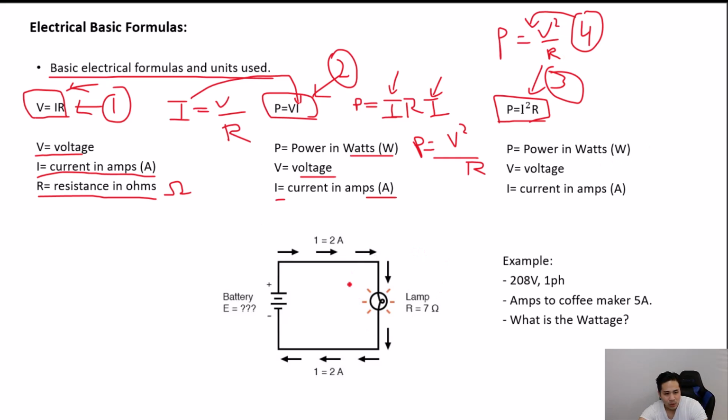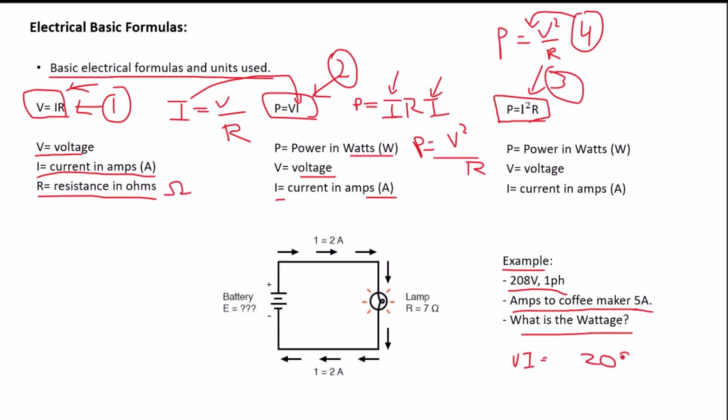So let's go through a quick example demonstrating this formula. In the example, we have a 208 single phase circuit where the circuit is connected to a coffee maker that is drawing 5 amps. So what is the wattage in that case? Well, we just have to use the power formula, where we multiply V times I, and V in this case is 208, and I is 5. So the wattage in this case is 1040 watts, and this will be the power.